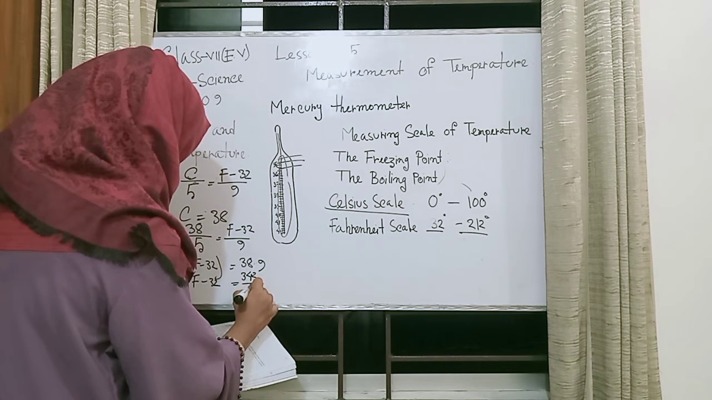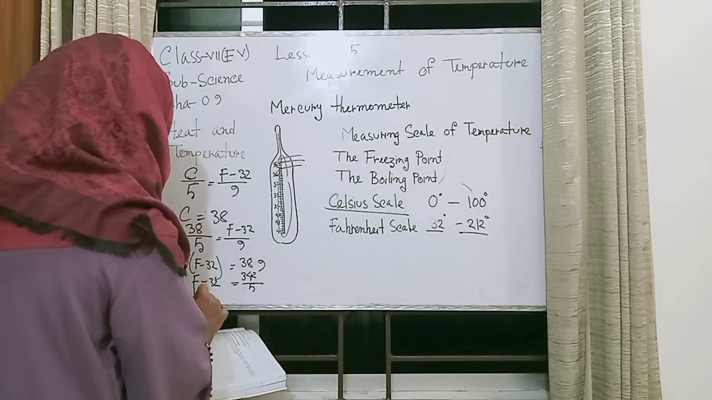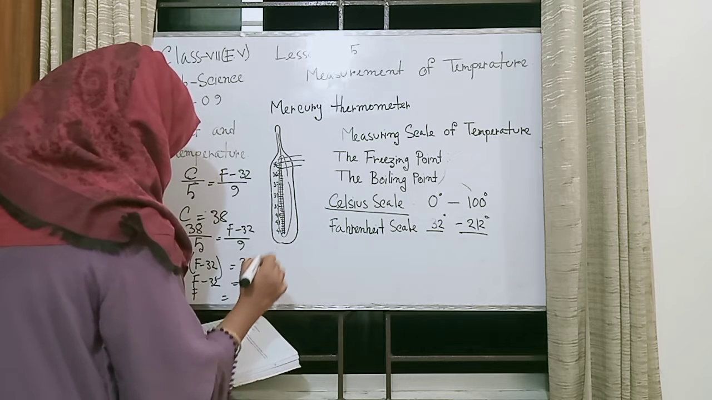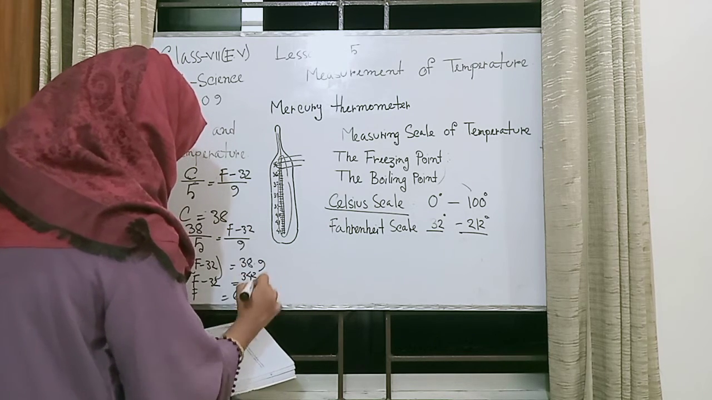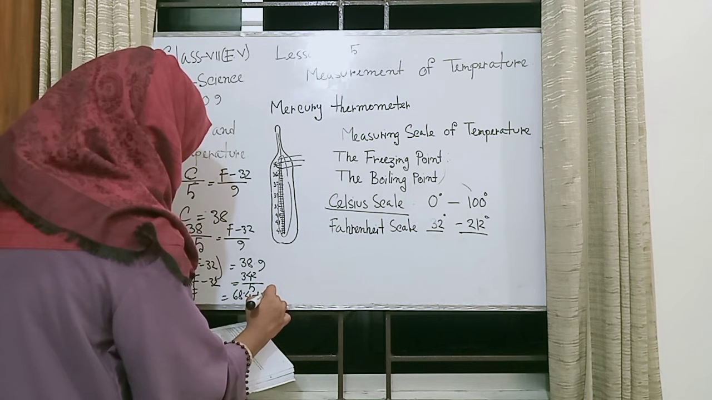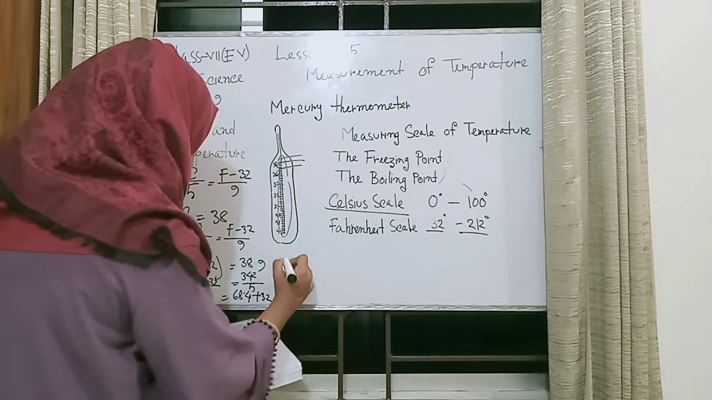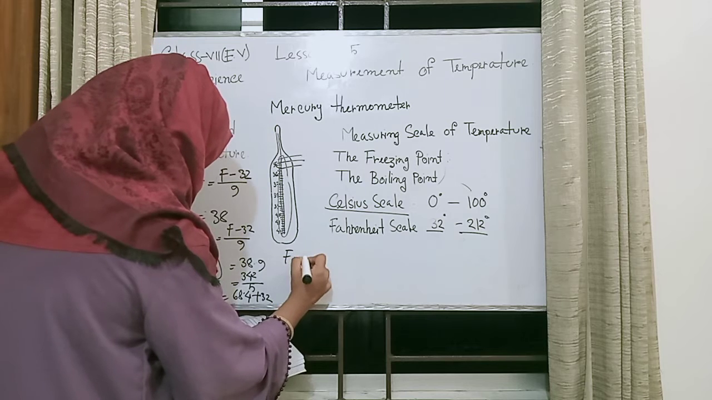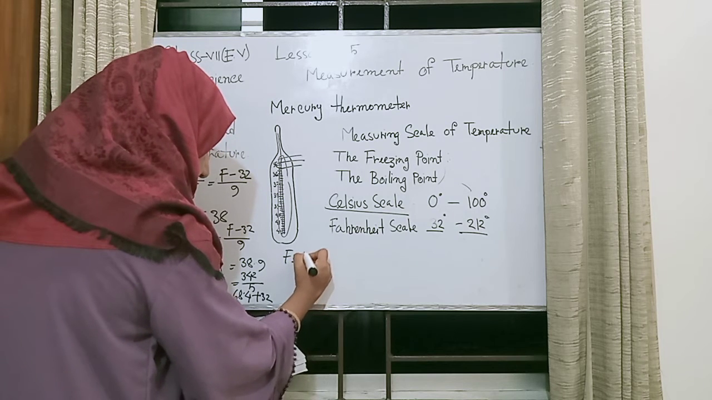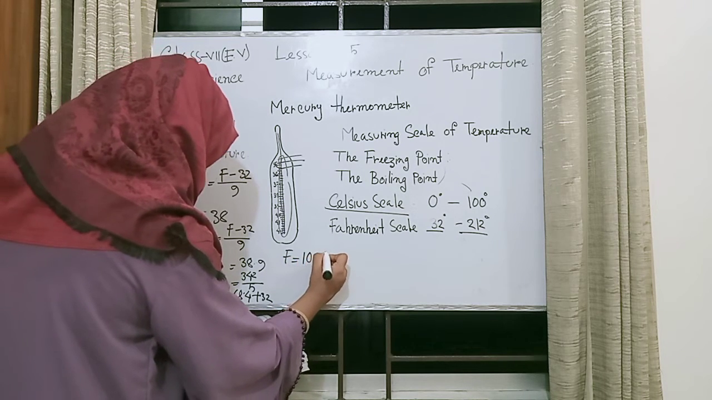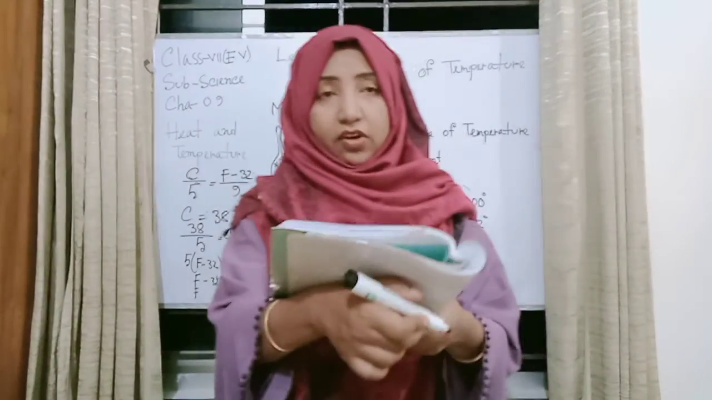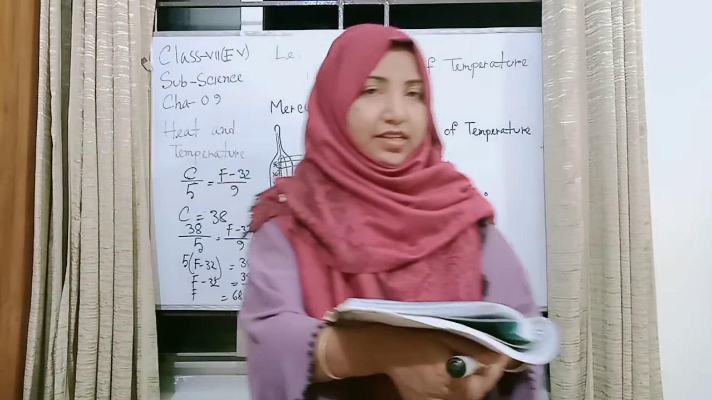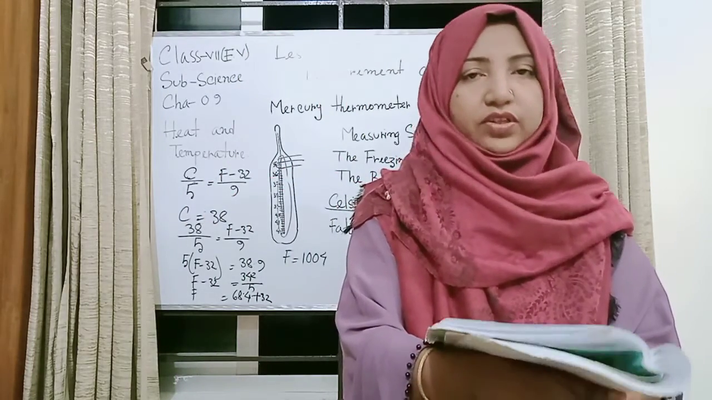342 divided by 5 gives F minus 32 equals 68.4. Plus 32 again. F, the Fahrenheit scale, comes to 100.4. Finally, the body temperature of the player in the Fahrenheit scale is 100.4 degrees Fahrenheit.